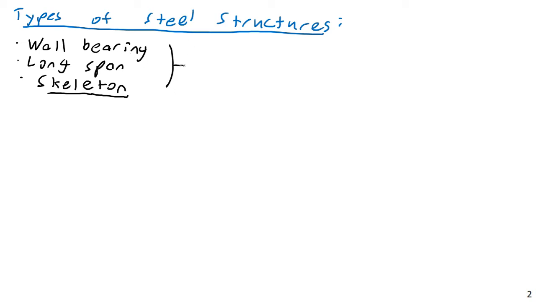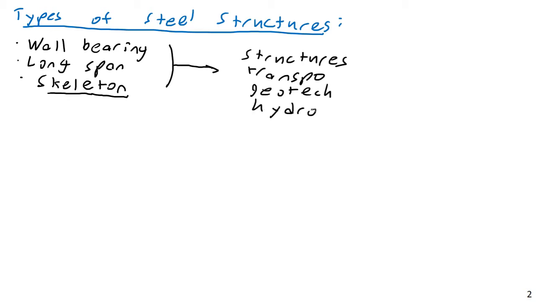But if we look at these various types, all these various types of structures are then used in the various branches of civil engineering, including structures, transportation, transpo being bridges, geotech, so things like retaining walls, hydro, things like dams, and environmental, things like water treatment plants, all of these things.